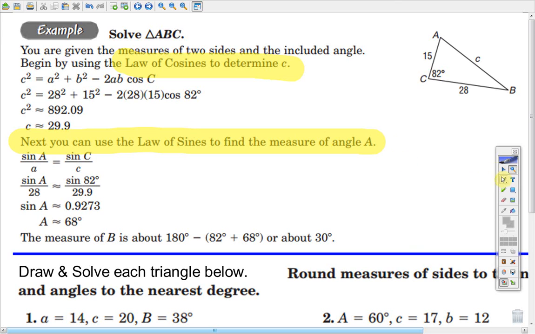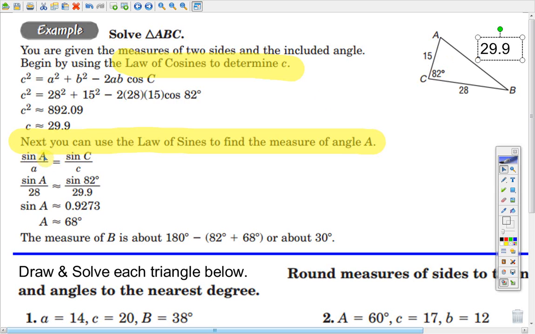Now, after you figured out that C is equal to 29.9, then you can use that information in law of sines to find the missing sides. And generally, the math in law of sines is a little bit easier. The formula is a little easier. So typically what I'll do is use law of cosines to solve for the first missing thing, and then once we have the relationship where we can use law of sines, switch to that.